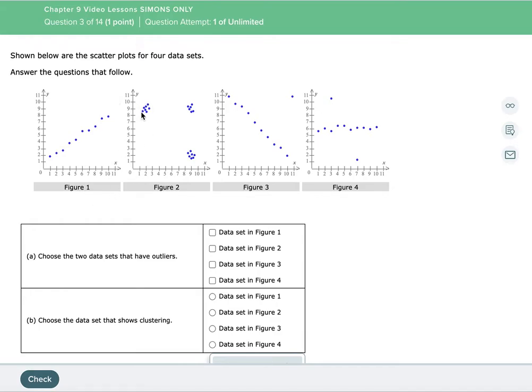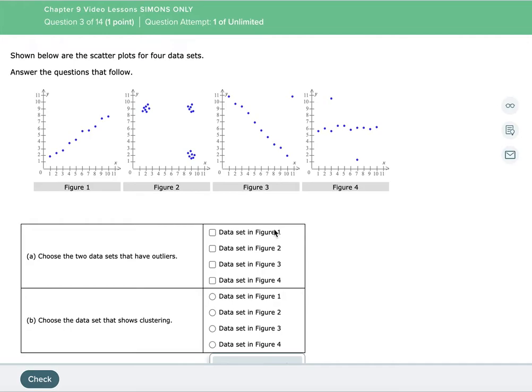Figure 2, however, shows a classic example of clustering. You've got a pile of points right here, another pile of points right here, and a pile of points right here. Any situation where there's a concentration of points in a small area, we give it a technical term, and that's called a cluster.